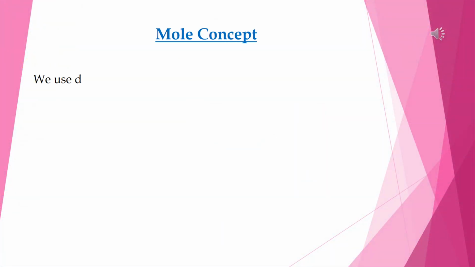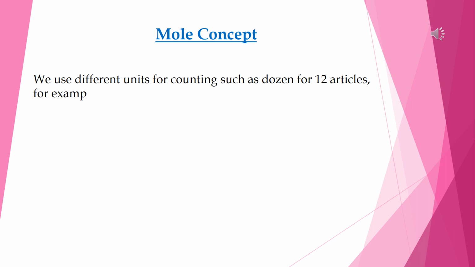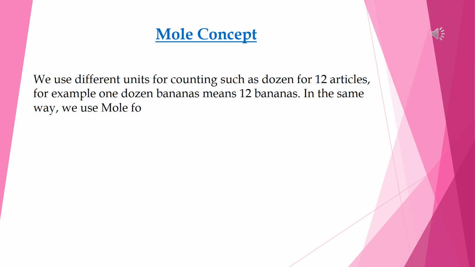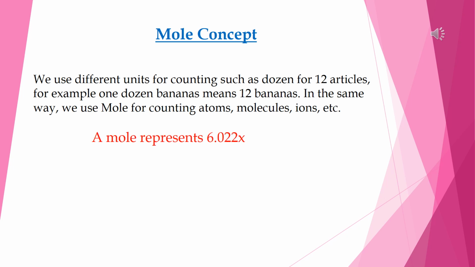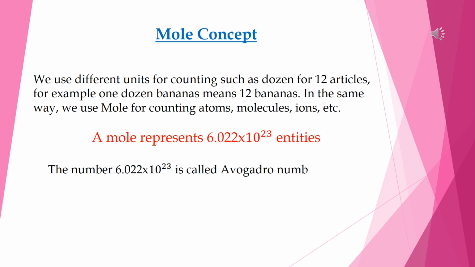Students, today's topic is mole concept. As we use different units for counting, such as a dozen for 12 articles, for example 1 dozen bananas means 12 bananas, in the same way we use a mole for counting atoms, molecules, ions, etc. So a mole represents 6.022 × 10^23 entities. The number 6.022 × 10^23 is called Avogadro number and is denoted by Na, which is also called Avogadro's constant.